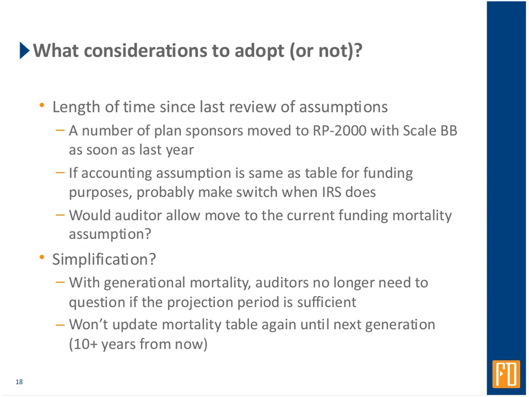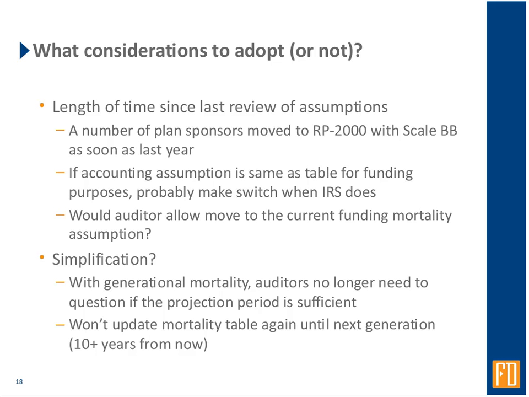The length of time since your last review also matters. We have a number of plan sponsors that moved to the scale BB projection just as recently as last year. So there's already been some movement towards using more updated mortality rates. The question is, do we need to look at this just a year later? Would the RP2000 with scale BB still be a pretty reasonable assumption? I think most people would say yes, but certainly not everyone.